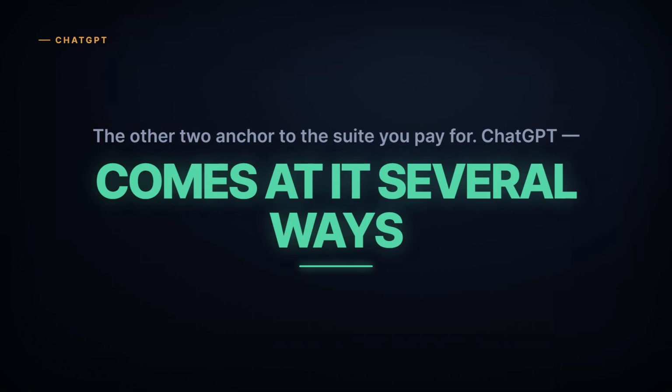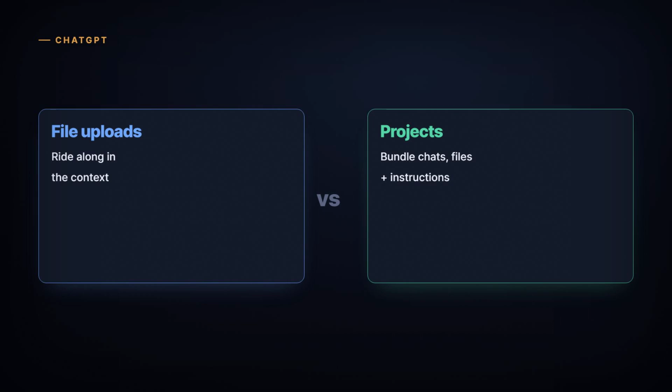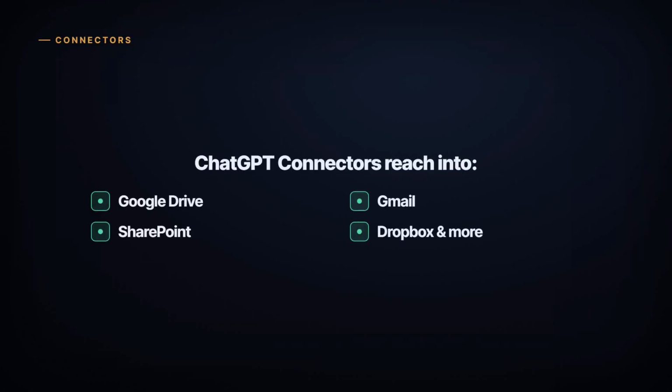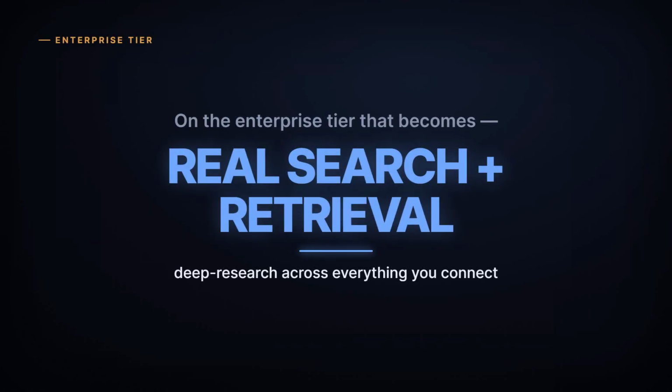ChatGPT from OpenAI comes at it from a few directions. There are straight file uploads, where your document rides along in the context. There are projects, workspaces that bundle your chats, your reference files, and standing instructions together. And there are connectors, sometimes surfaced as apps, that reach into Google Drive, Gmail, SharePoint, Dropbox, and more. On the enterprise tier, that becomes real search and retrieval over your indexed data. Its deep research mode works across everything you've connected.